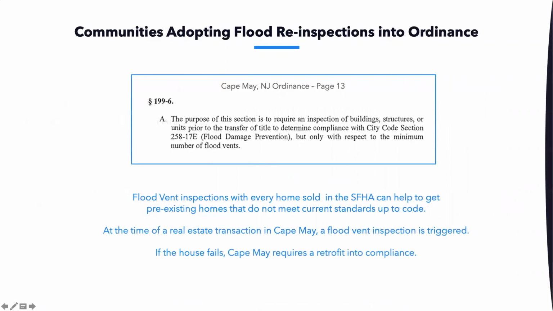Now, there's also a couple of communities that are adopting these higher ordinances, which I mentioned earlier. One of them is flood reinspection. Down in Cape May, at the point of sale now, because all of Cape May is in a floodplain, the building official will actually drive out to these homes to inspect whether they have engineered flood vents or not. If they don't have engineered flood vents, they're going to either make the new home buyer sign an affidavit acknowledging that, or they're going to require engineered flood vents get installed.